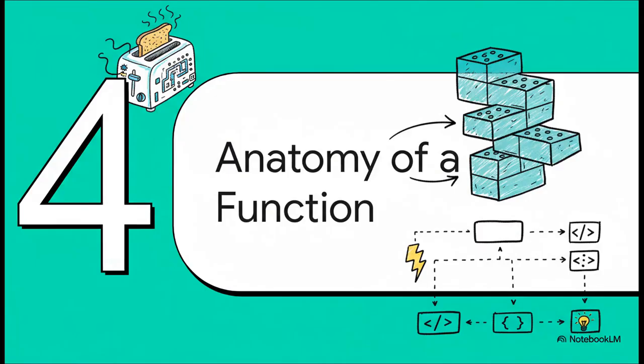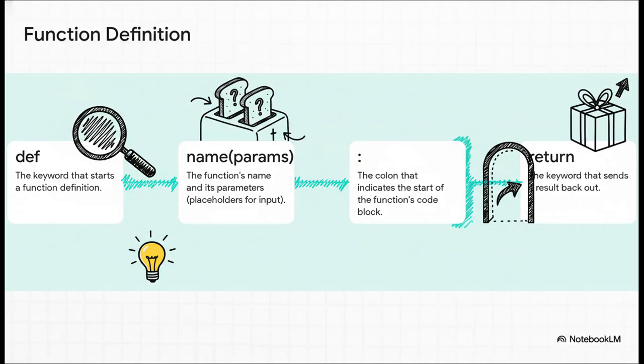So how do you actually build one of these coding toasters? Let's break down the anatomy of a function, piece by piece. All right, every single function definition in Python follows this exact pattern. You start with def, which is just short for define. Then you give your function a nice descriptive name, like average. Now, inside the parentheses are its parameters. Think of these as the input slots, just like the slots in a toaster. The colon at the end just signals, okay, the instructions for this function are about to start. And finally, you have return, which is the keyword that sends the finished product, the result, back out. This whole package is what we call an abstraction. It hides all the messy details of how to do something inside one simple, easy-to-use name.